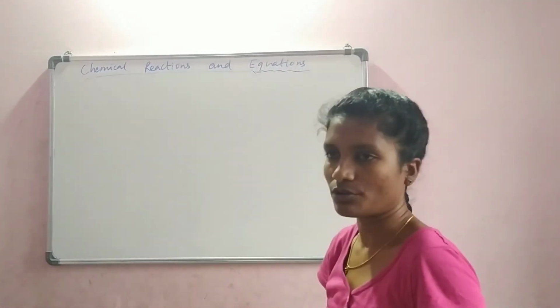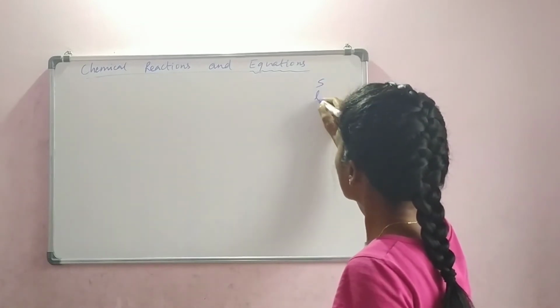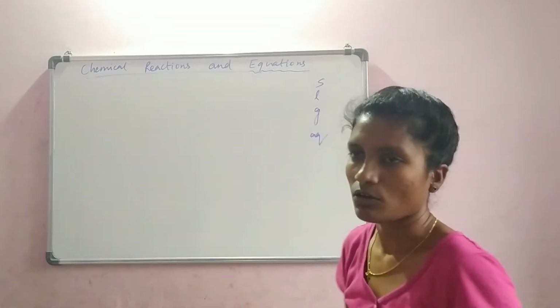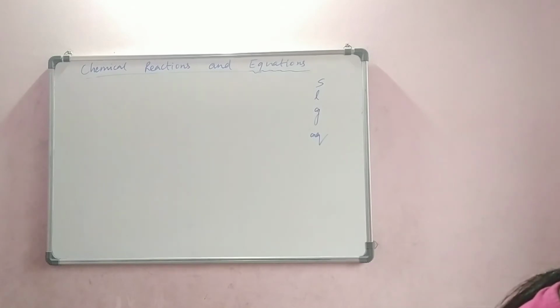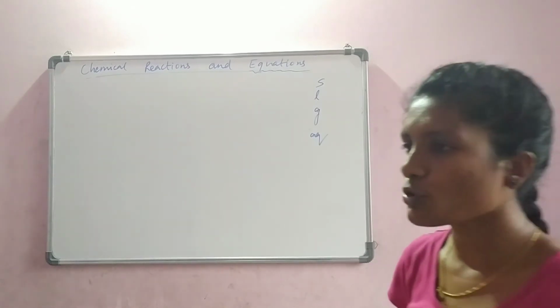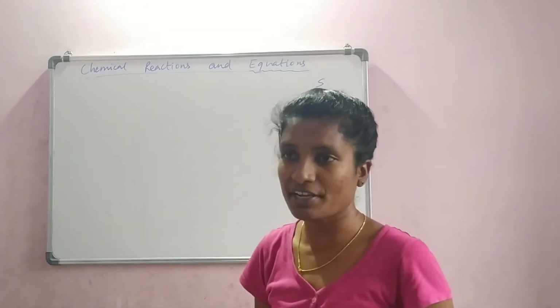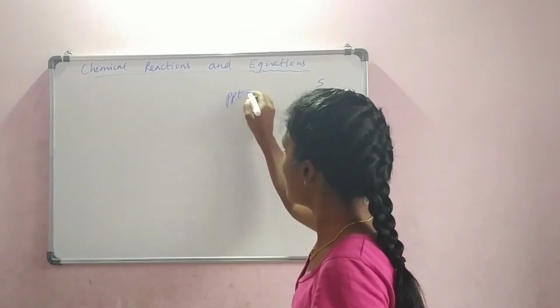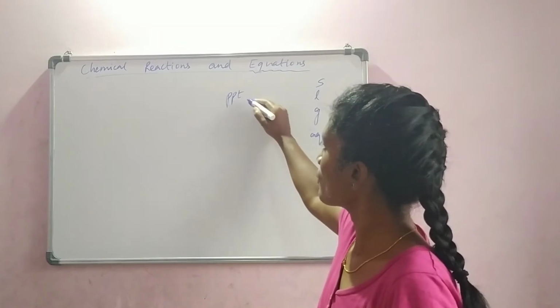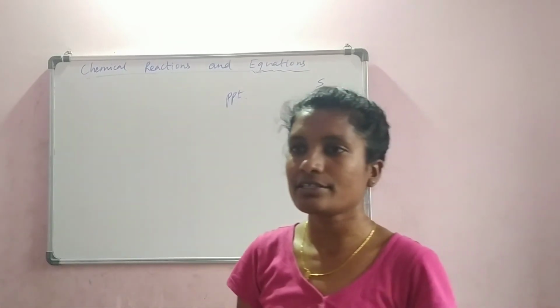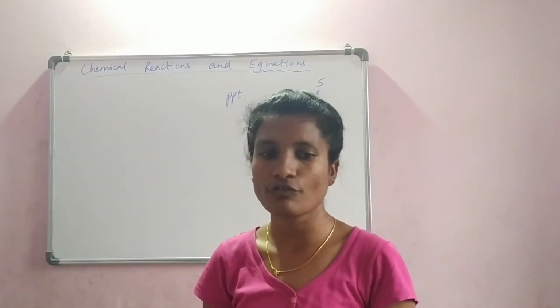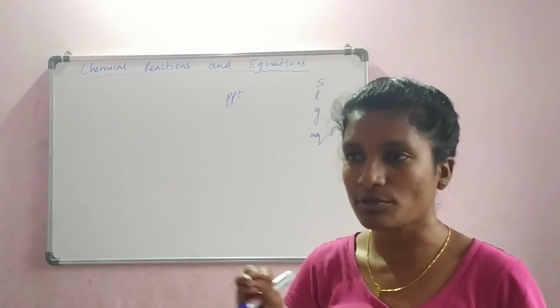So now you have understood solid, liquid, gas, aqueous. Then further we have information like, yesterday we saw formation of precipitation. If a precipitate forms, we will have the symbol PPT and a dot like this, which tells us there is residue formed. That is called precipitation.